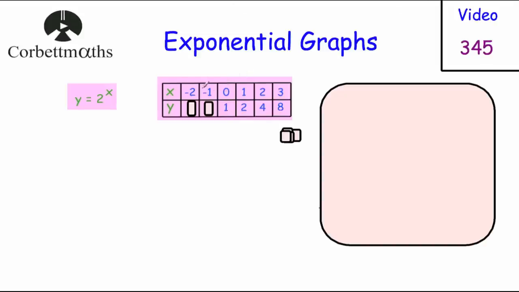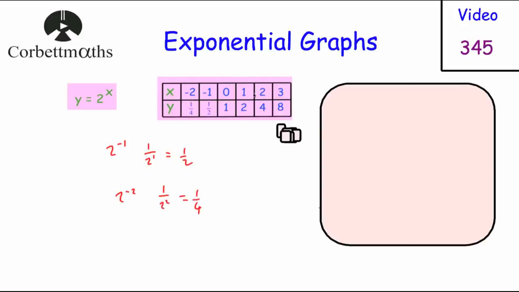Okay, next, whenever x is equal to negative 1, well, that's going to be 2 to the power of negative 1. That means we would have 1 over 2 to the power of 1. And 2 to the power of 1 is just 2, so the answer would be a half. So our next point would be negative 1, a half. And finally, if we had the value for x negative 2, we would have 2 to the power of negative 2. And that would be 1 over 2 squared. And 2 squared is 4, so that would be a quarter.